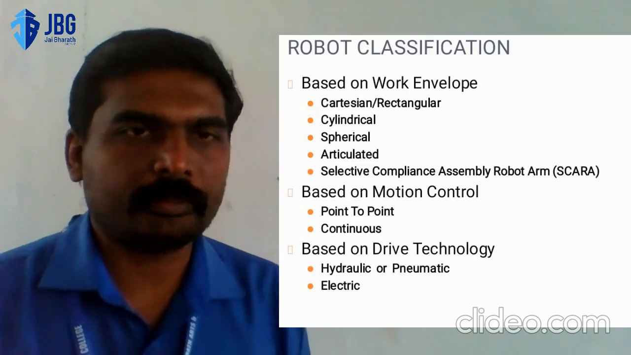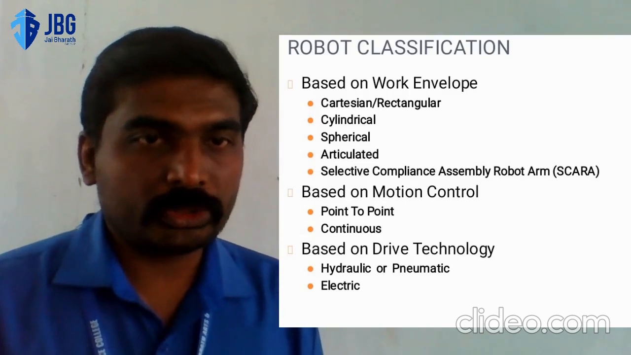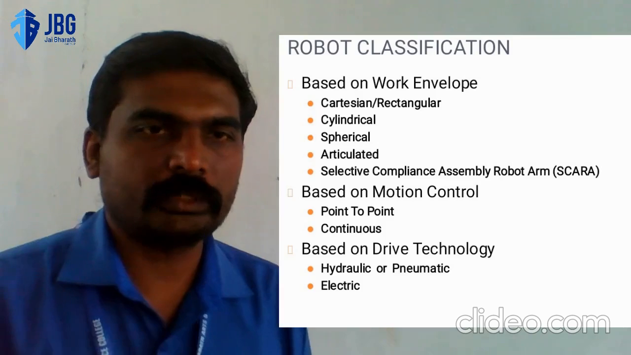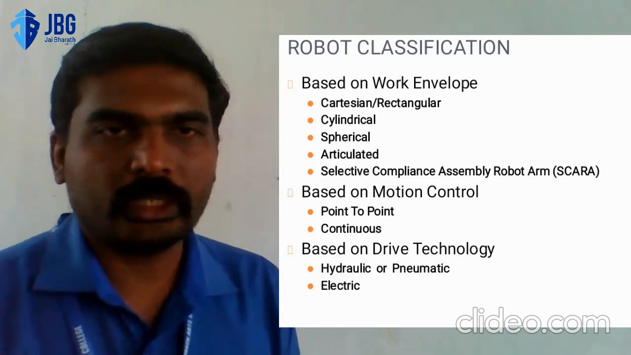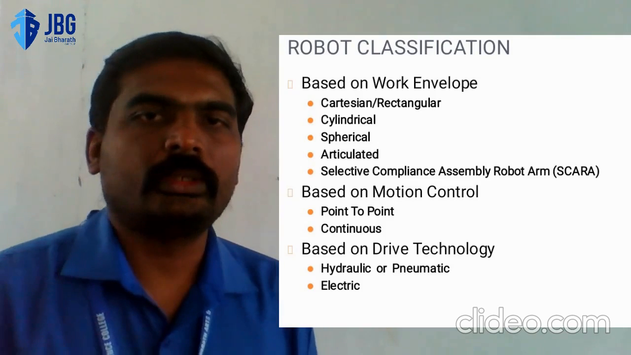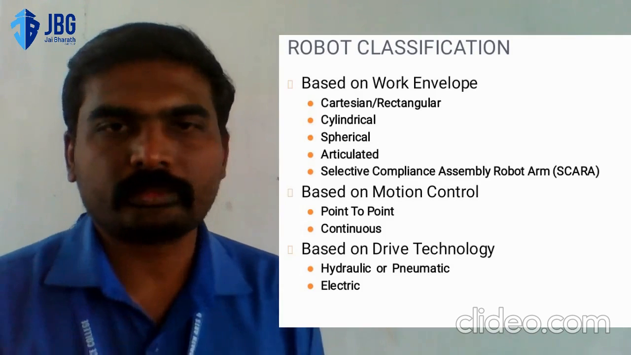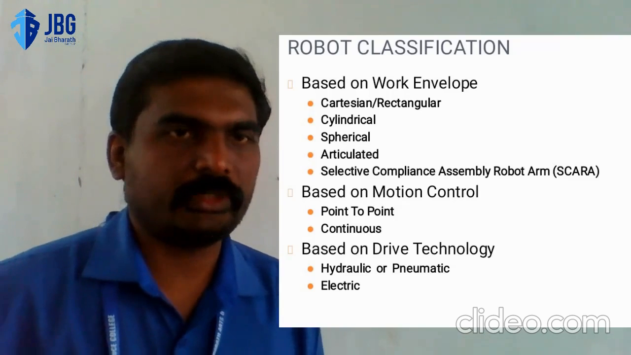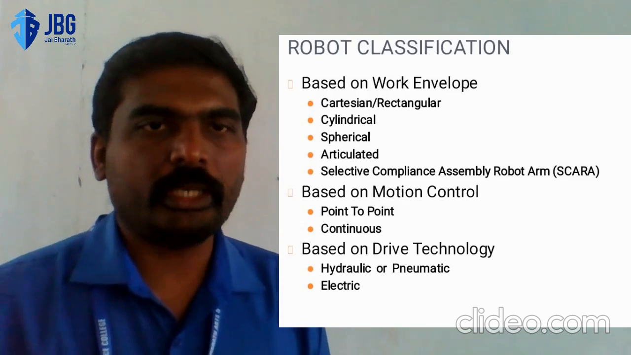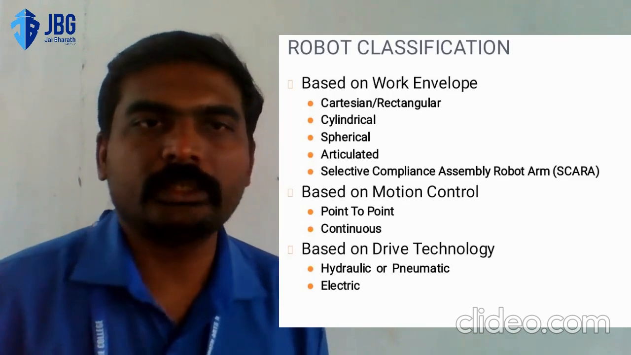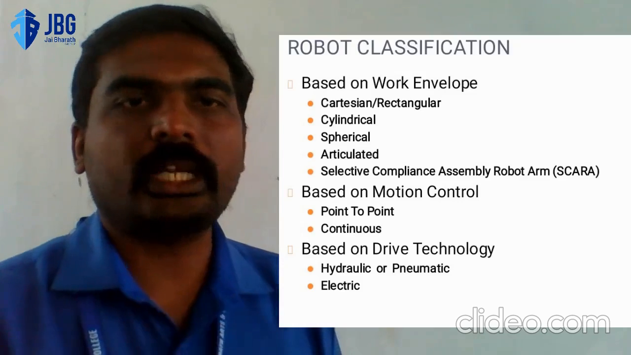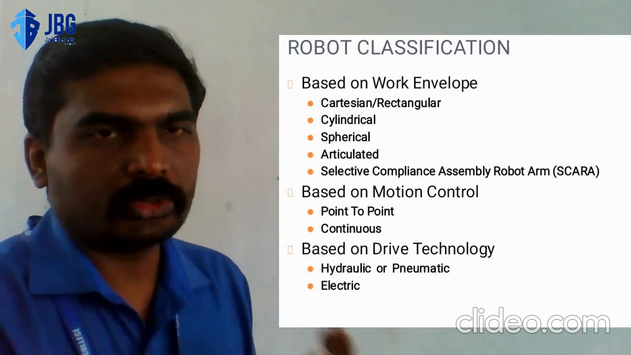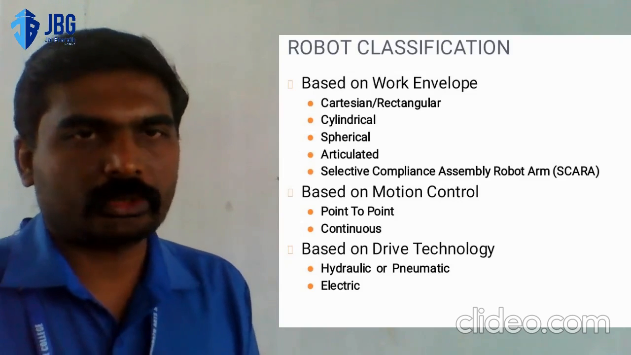compliance assembly robot arm. And based on motion control, so related to the movements, we can classify it into two, that's point to point and continuous robot. Based on drive technology, we have two classifications, that's hydraulic or pneumatic, and second one is electric. These are the different classifications. You can see the classification based on work envelope, based on motion control, and based on drive technology.